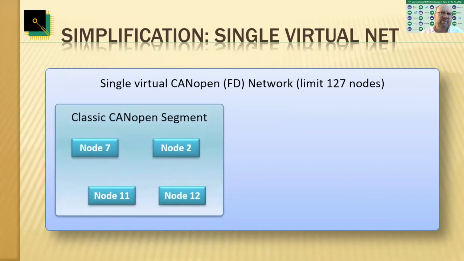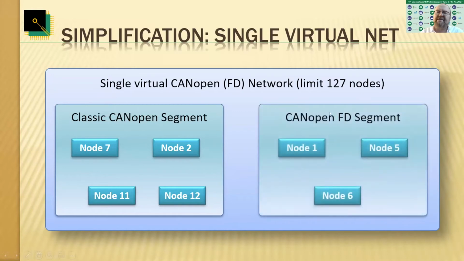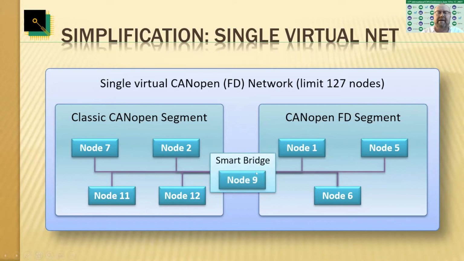A possible scenario setup could be that we have a classical CANopen segment with nodes 2, 7, 11, and 12, and somewhere a CANopen FD segment with additional nodes. Again, we make sure that none of the node IDs are duplicated, so within the system all node IDs are still unique. In this case, we can now introduce a smart bridge that communicates to one side as a classical CANopen node and to the other side as a CANopen FD node. However, we still need a node ID also for the smart bridge. Here we've chosen 9, and I'll show you a little later in some of the exchange protocols how that actually works.